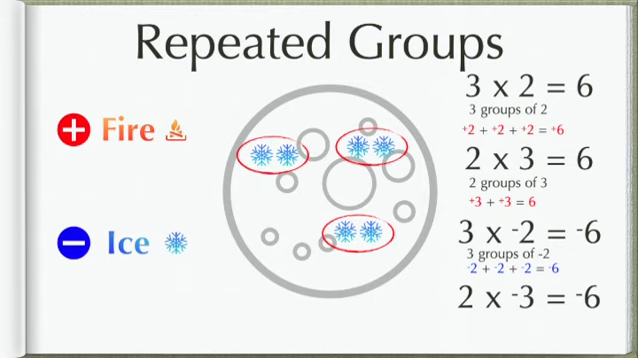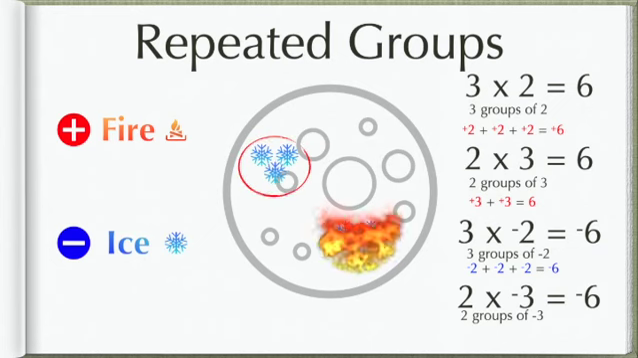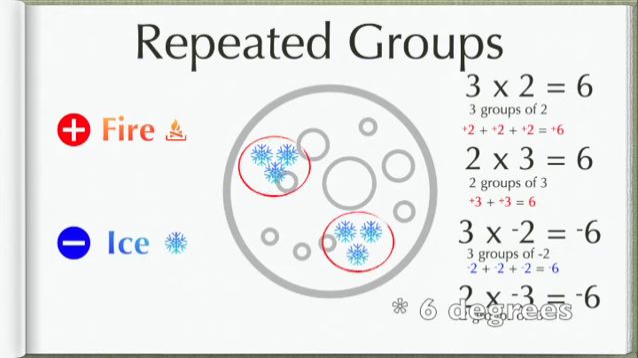What if we have 2 groups of negative 3? 2 groups this time, but in each group you've got 3 ice cubes. The temperature has still gone down 3 degrees. You have only added ice. Your temperature is going to go down. And that's like negative 3 plus negative 3, which is negative 6.